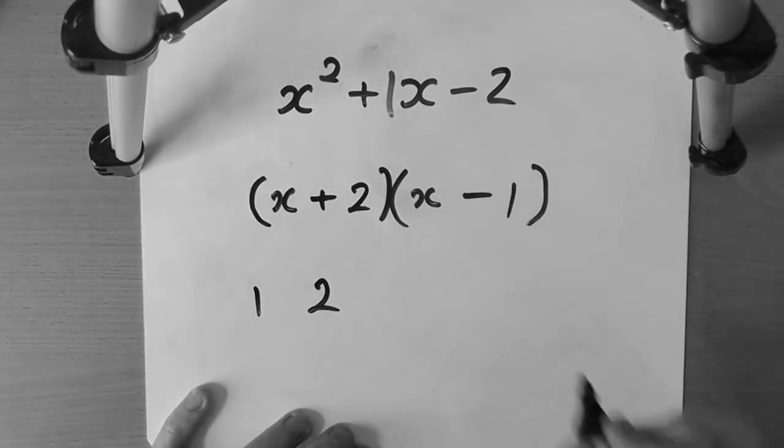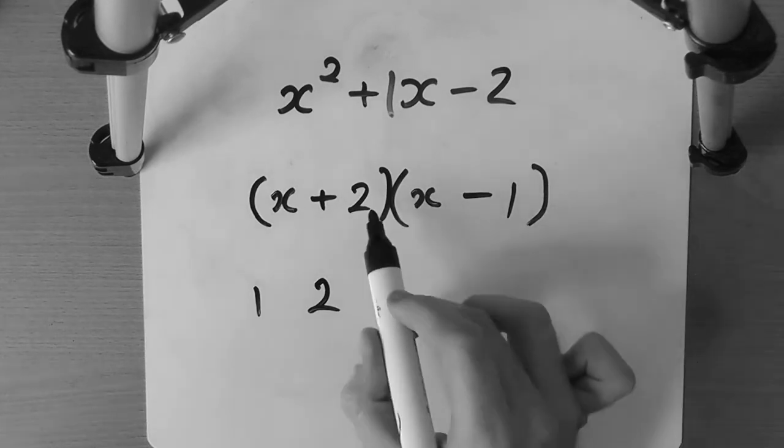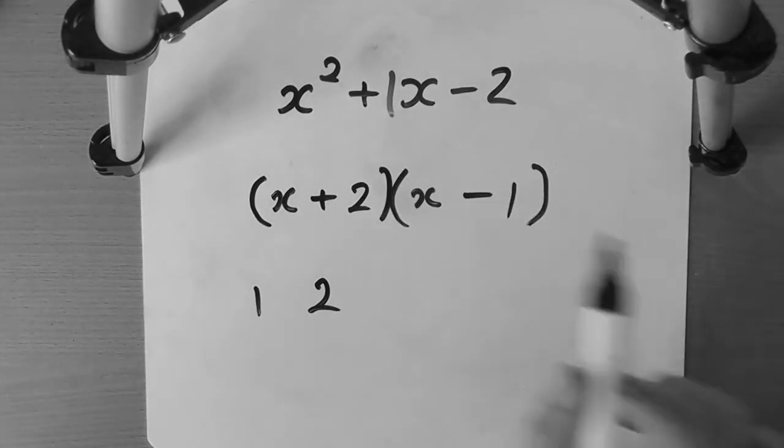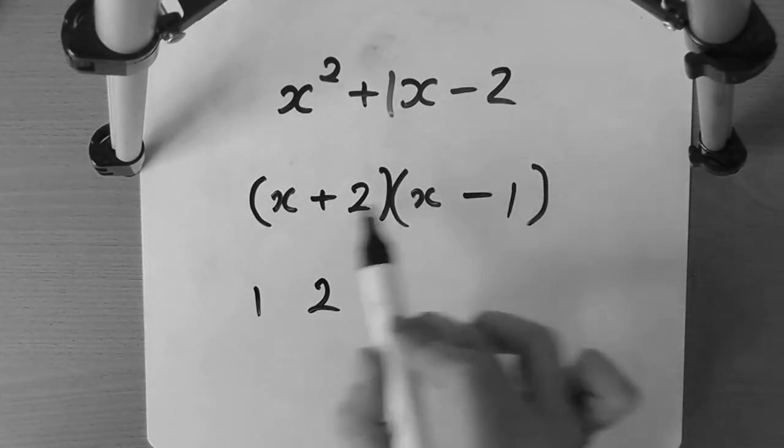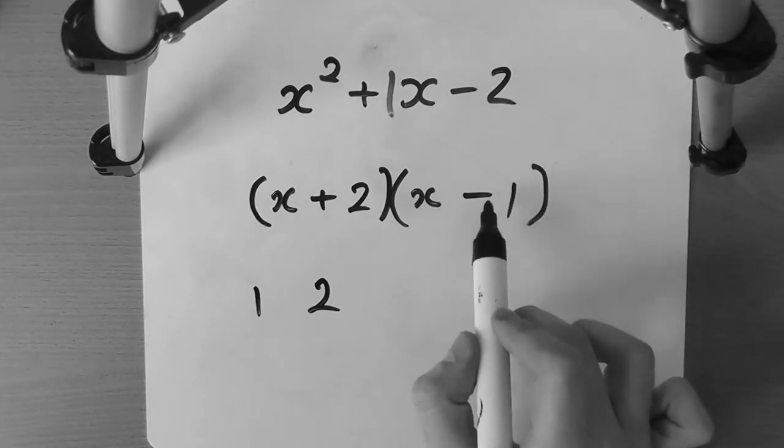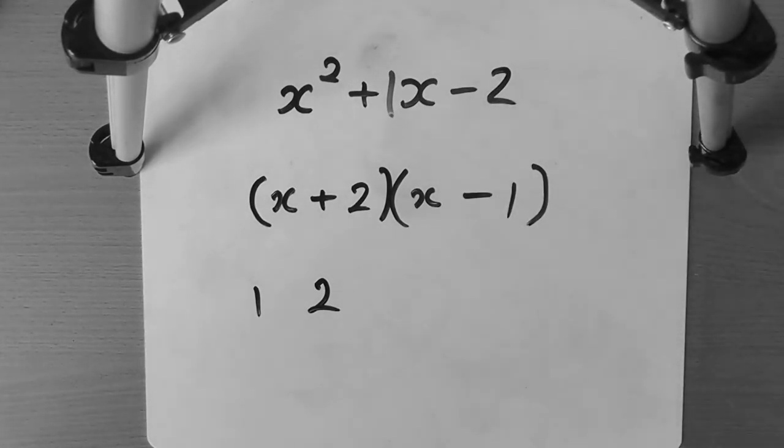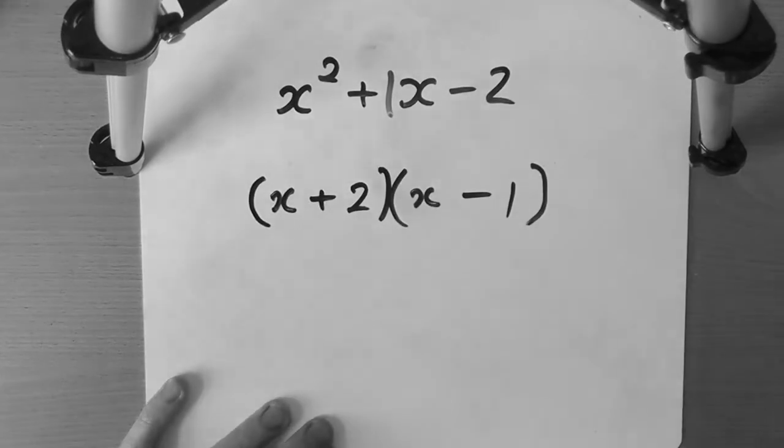Plus 2, take away 1. Plus 2, take away 1, will leave us with that plus 1. And in fact, plus 2 times minus 1, 2 times 1 is 2, and the minus 1 will give us the minus on there. So there's our factorised bit done.